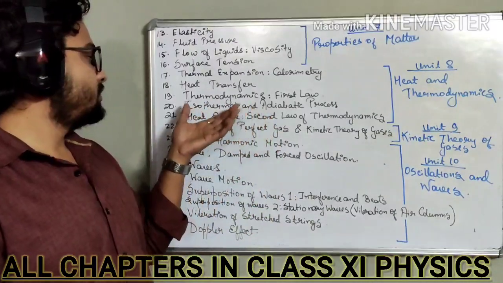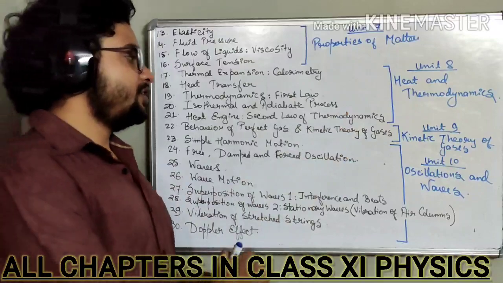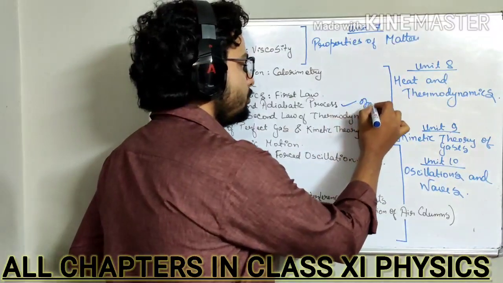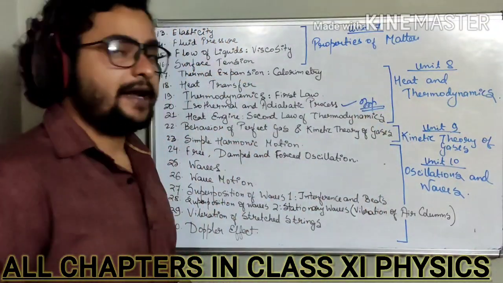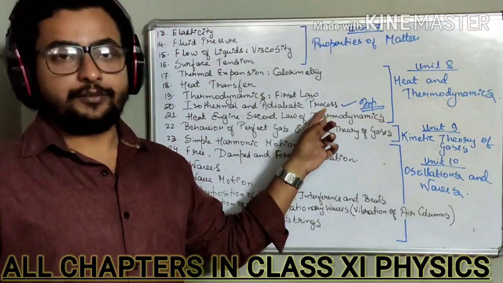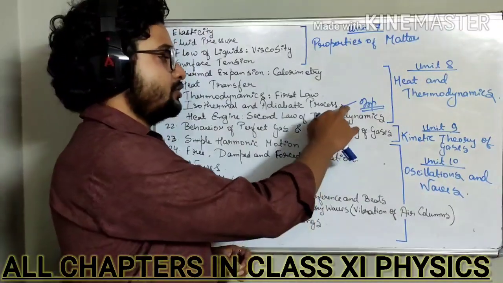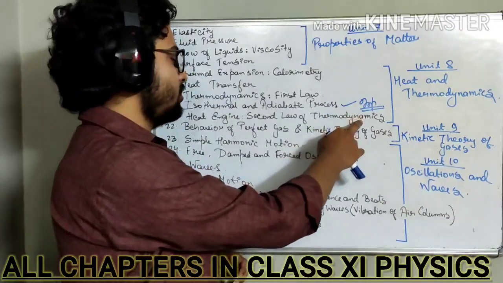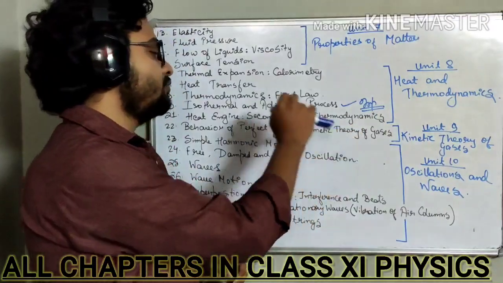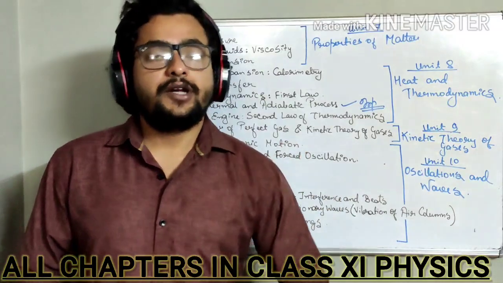The second portion, the next chapter, is isothermal and adiabatic process. Now this chapter is also very important. Make sure you don't miss out on this chapter, because if you miss out on isothermal and adiabatic process, you will not be able to do the next chapter and the next chapter. So this chapter has a direct link with the second law of thermodynamics and the behavior of perfect gases and kinetic theory of gases. Okay. Now what is isothermal and adiabatic process?